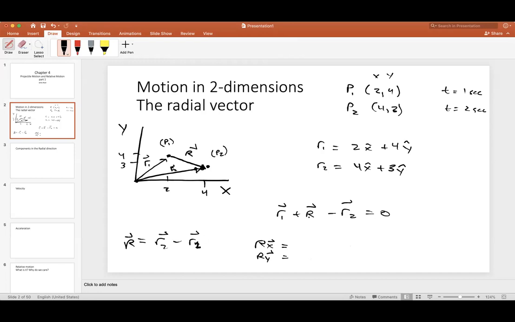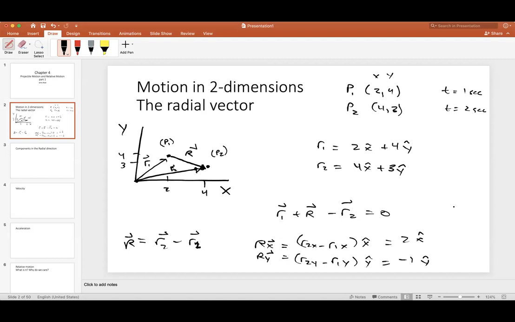This would be positive R2 minus R1. So this is R2x minus R1x in the X hat or I hat direction. And this is R2y minus R1y in the Y hat direction. And this turns out to be, so this would be 4 minus 2 or 2 in the X hat. And this would be 3 minus 4, which would be minus 1 in the Y hat.